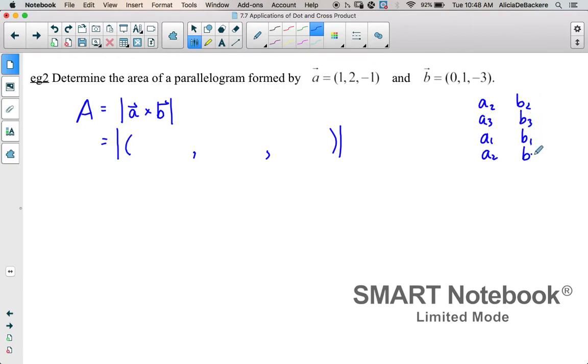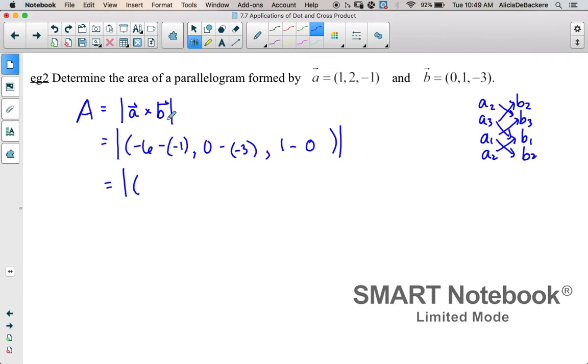Here I've already deleted the top row and the bottom row of my memory trick, and I'm just going to go through and do A2 times B3, so I get -6, and then A3 times B2, and I get -1, but I'm subtracting that, and then we'll keep going A3 times B1, so that's -1 times 0, and then I'm subtracting A1 times B3, and I get -3. And then we'll do A1 times B2, and I get 1 minus, and then A2 times B1, that's also 0. And then we'll simplify out.